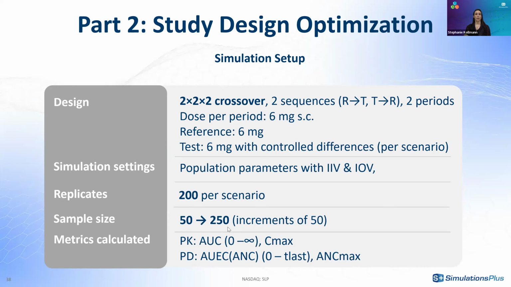So for each run, we analyzed standard PK and PD metrics: AUC from 0 to infinity, and Cmax for PK, and AUEC based on ANC from 0 to T last, and ANC max for PD.